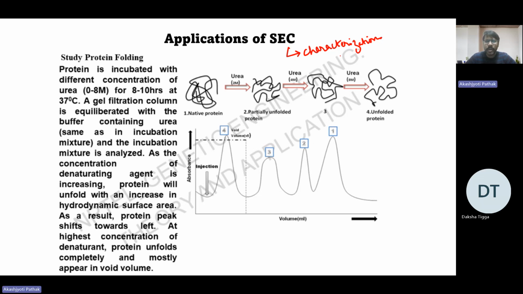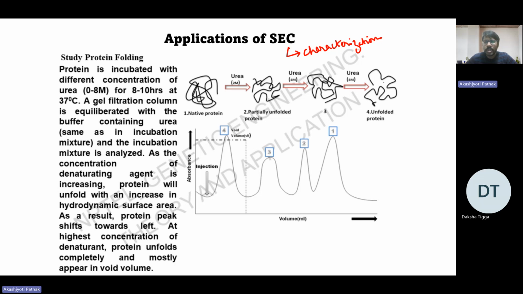by size exclusion chromatography. Another thing, as has been discussed in the lecture, is protein folding. So what will happen? Urea is a chaotropic agent, and when you add urea to your protein sample, your protein starts getting denatured. So here you have your protein sample and you have added different concentrations of urea, 2 molar, 4 molar, 8 molar. With increasing concentration of urea, your protein will be more unfolded.